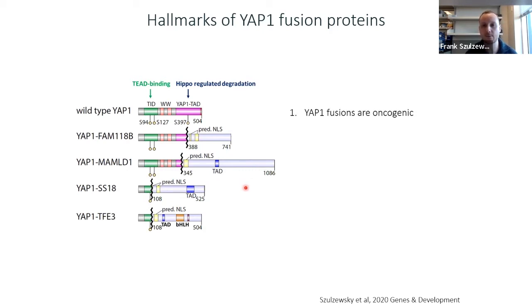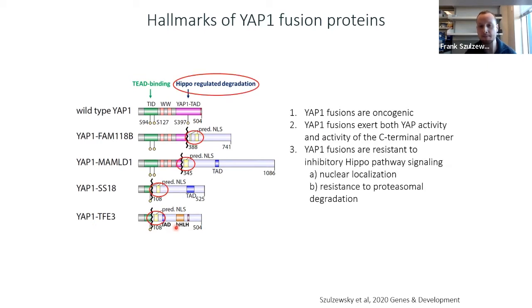And the hallmarks that we came up with, and I'm going to go into more detail in the following slides, but 1, all of these gene fusions that we looked at, they're oncogenic when we expressed them in mice. 2, these YAP1 gene fusions exert both YAP activity and also activity of the C-terminal fusion partner, and this is most prominent for YAP1 TFE3 that's found in EHE.